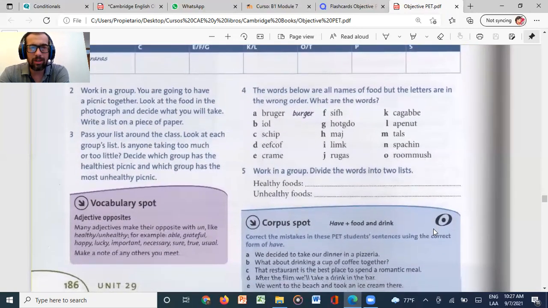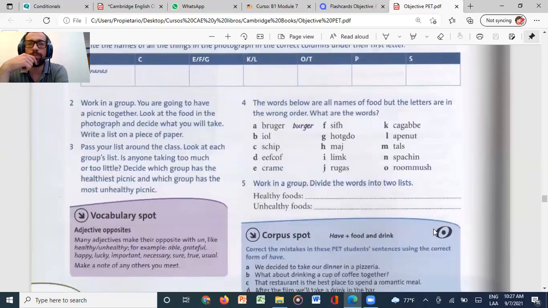But maybe let's go to number 4, which says the words below are all names of food, but the letters are in the wrong order. What are the foods? So here we just need to put the words in order, okay? All of this part is about vocabulary. So that's what we are learning right now. So for example, in this case, burger, well, it's not written correctly, it will be burger, right? The same thing with B, C, D, E, and so on. Okay, we just need to know which words to put in over here.